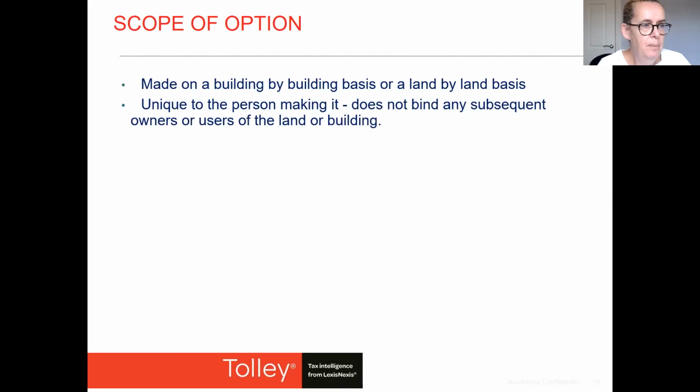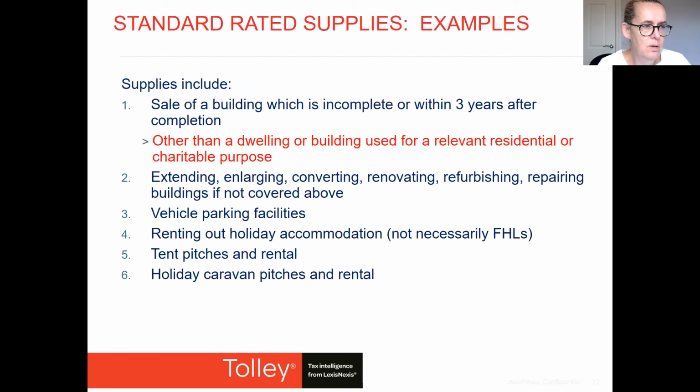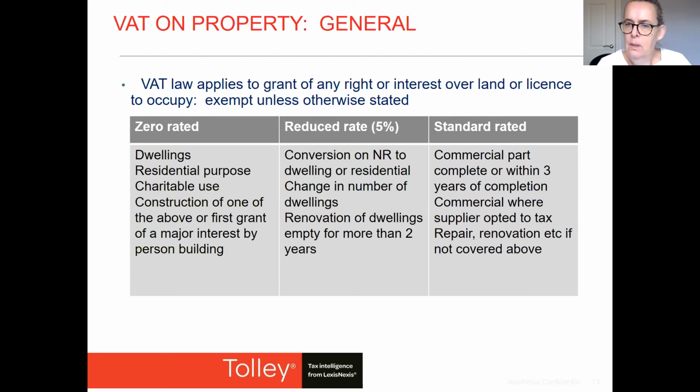Right, a couple of questions. Somebody's asked, conversion of a public house with flats above into 7 flats. What VAT rate is applicable on the conversion? Conversion of non-residential to dwellings is normally 5%. That would normally, I think, give you that answer.